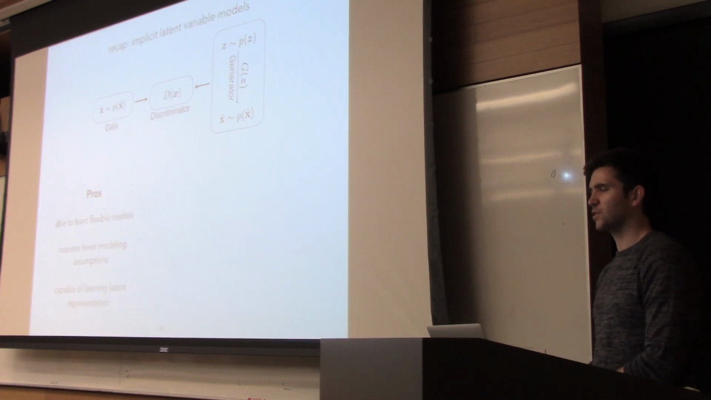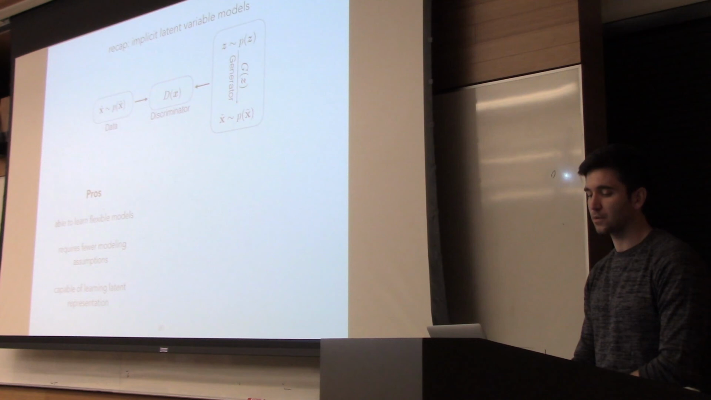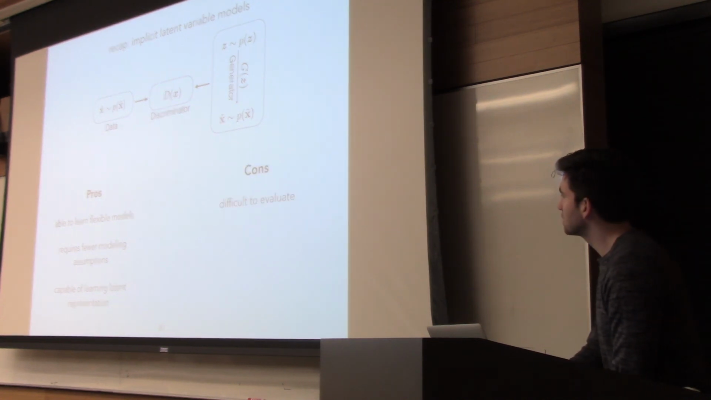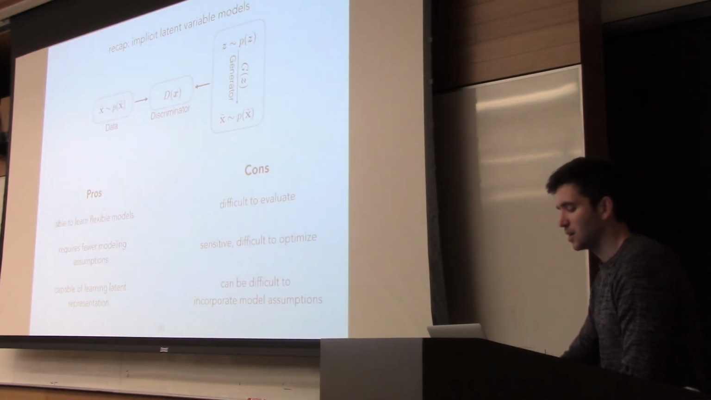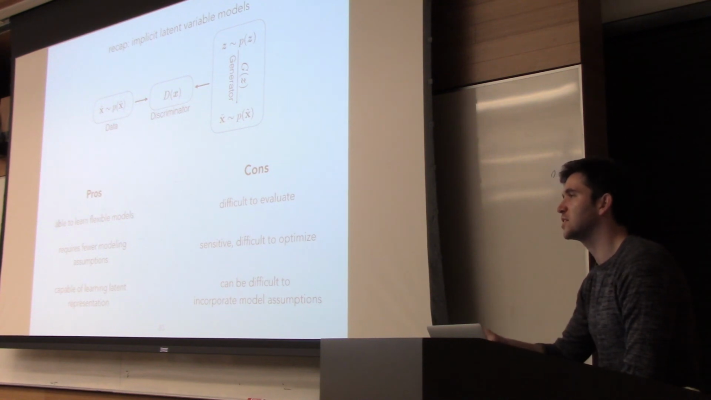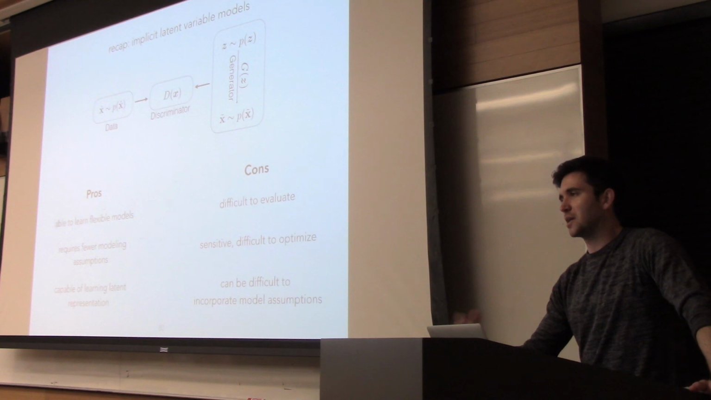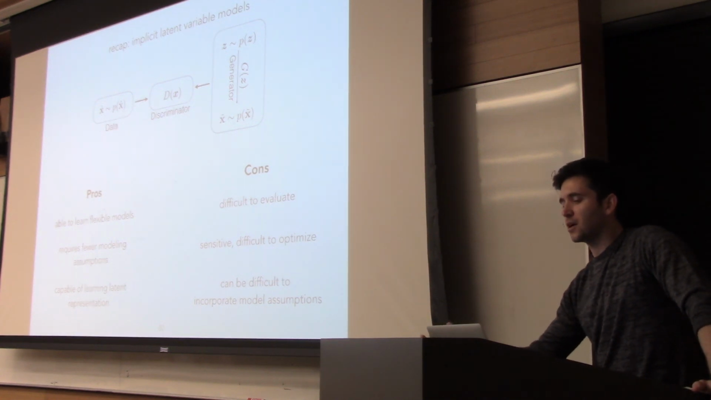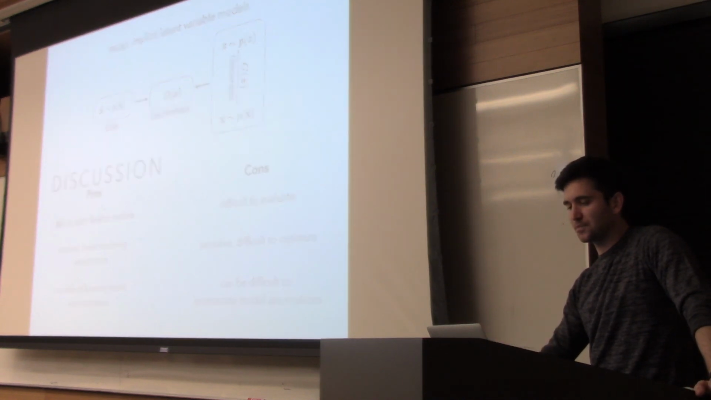Unlike autoregressive models, which aren't as good for that, other latent variable models are typically good at doing this. Some of the cons are that, as we talked about, it's really difficult to evaluate these models. They can be a bit sensitive in terms of their optimization, although there's some work that's been performed in actually improving this. And you can have some difficulty in incorporating model assumptions. So if you want to generate any kind of data structure, that might not necessarily be as easy. This is something that's maybe shared more generally across all latent variable models.